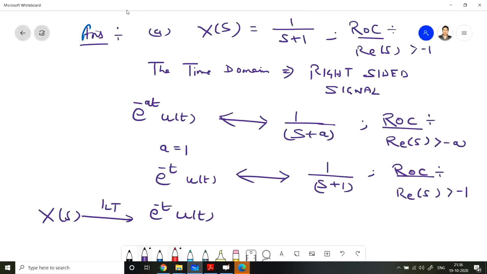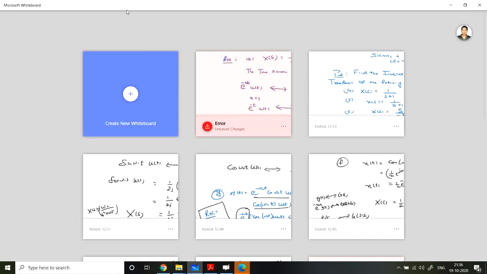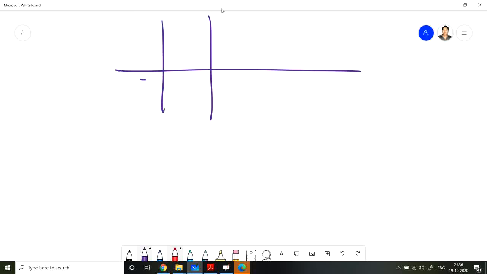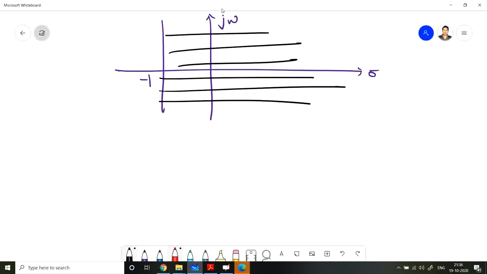One important point I want to tell you is about the ROC. So the ROC is, this is minus 1, this is sigma, this is j omega. Now the ROC is real part of s greater than minus 1. So this is the ROC.